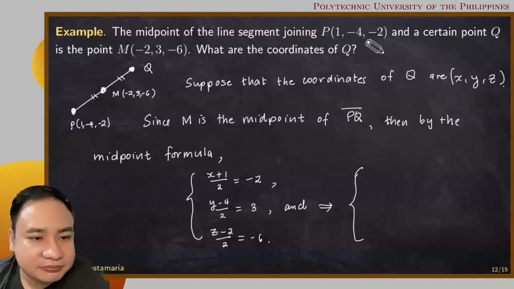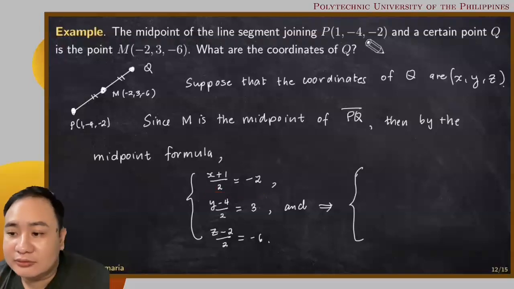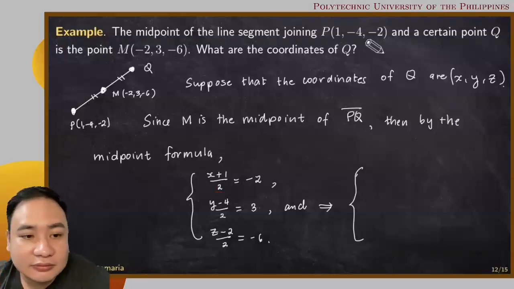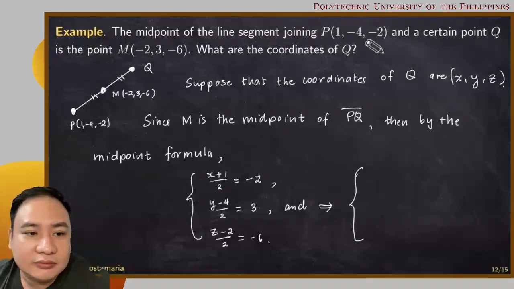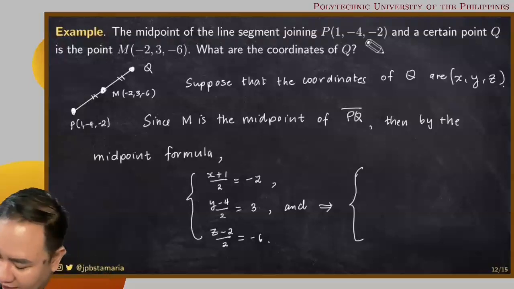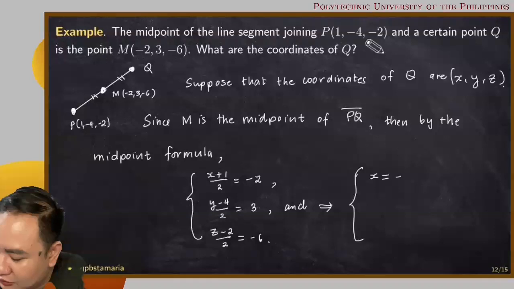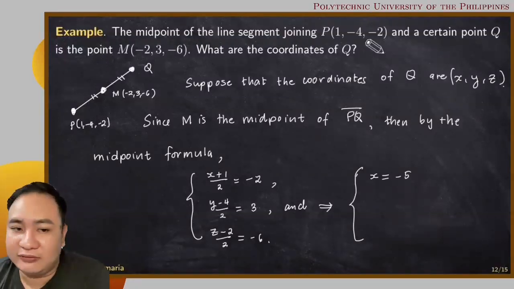This implies, when you look at the first equation, anong value ng x? Anybody? First equation, anong value ng x? Negative 5, sir. Negative? Very good, negative 5. So the first equation leads to the solution x equals negative 5. Very good.